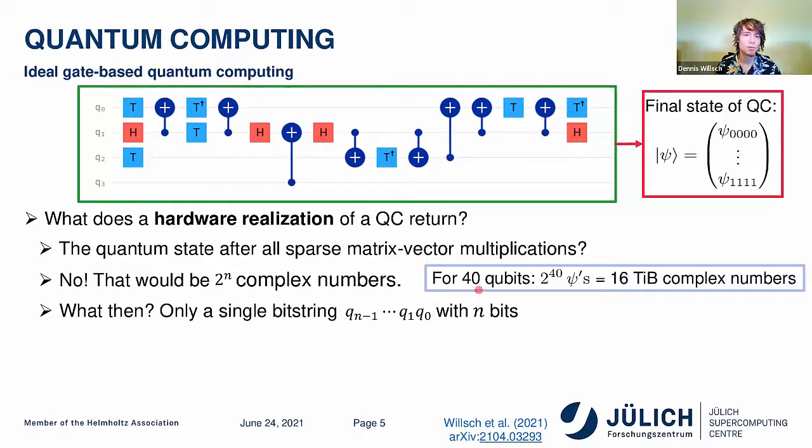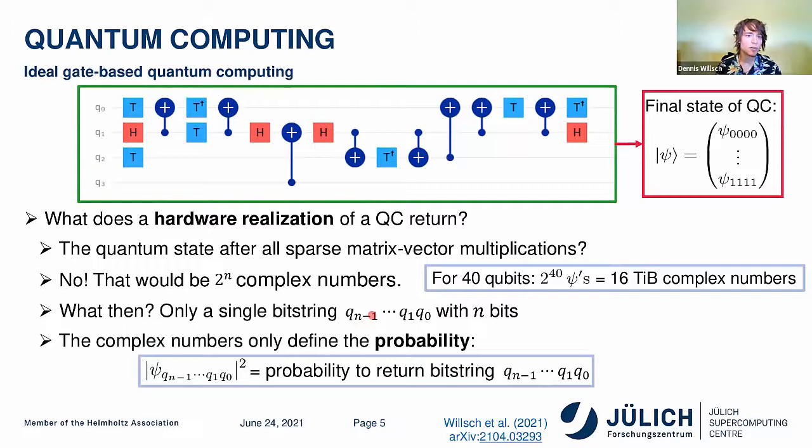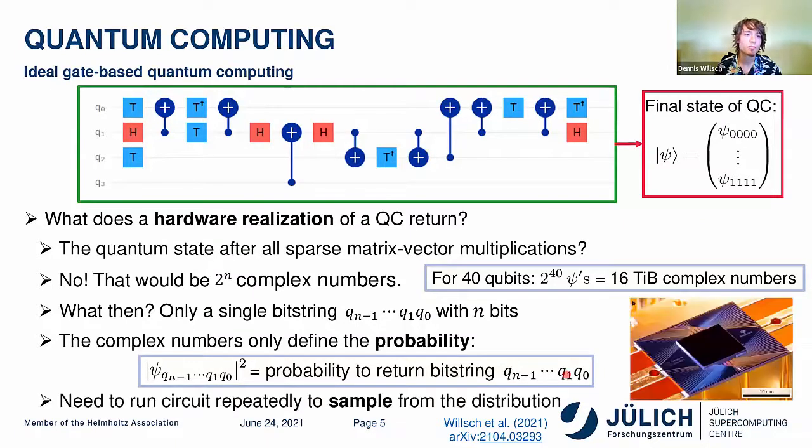So for each of these 40 qubits, we only get a 0 or a 1, and all these complex numbers only describe the probability to find this particular bit string. So if we have this complex number here at the end, then its modulus squared would yield the probability to return a string of all zeros from the quantum computer. So that is a scheme that we see with every kind of quantum computer.